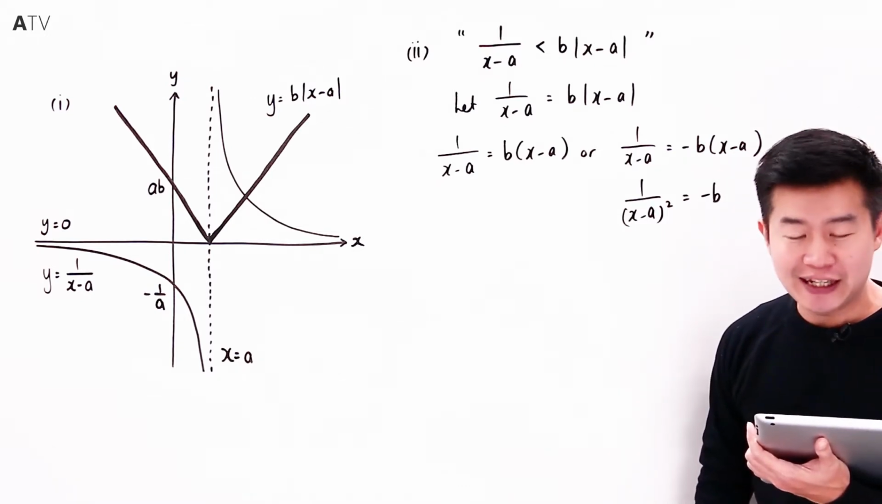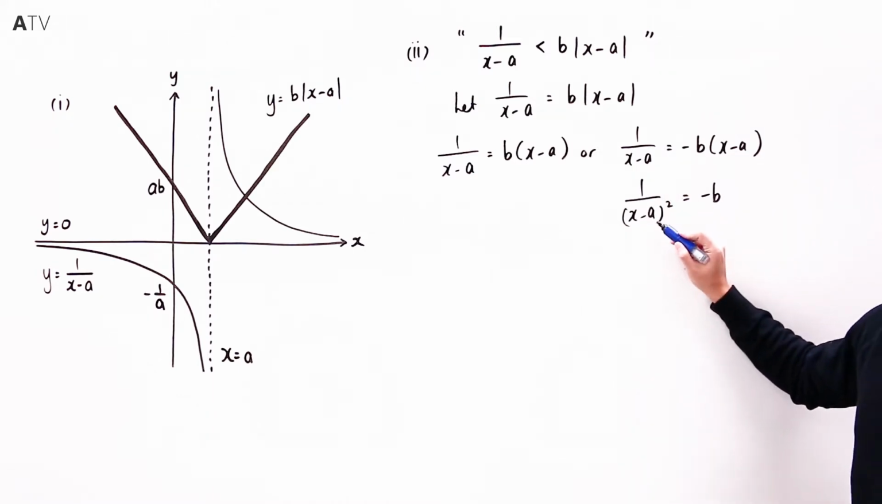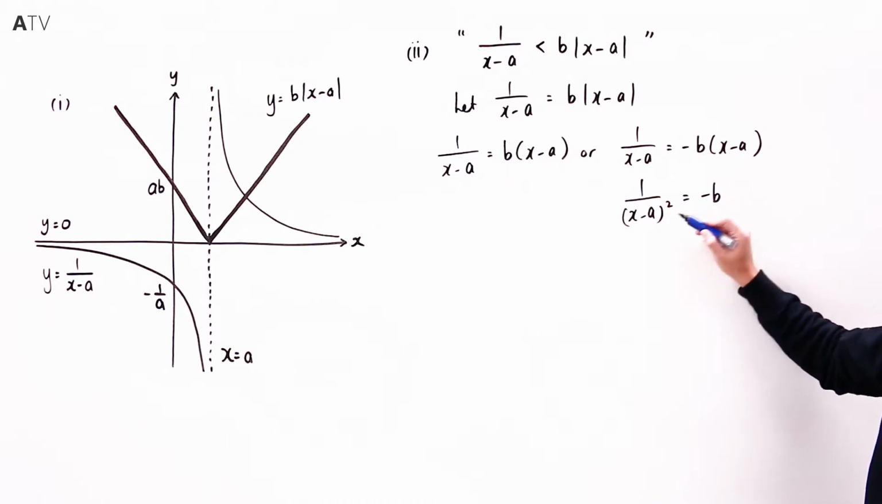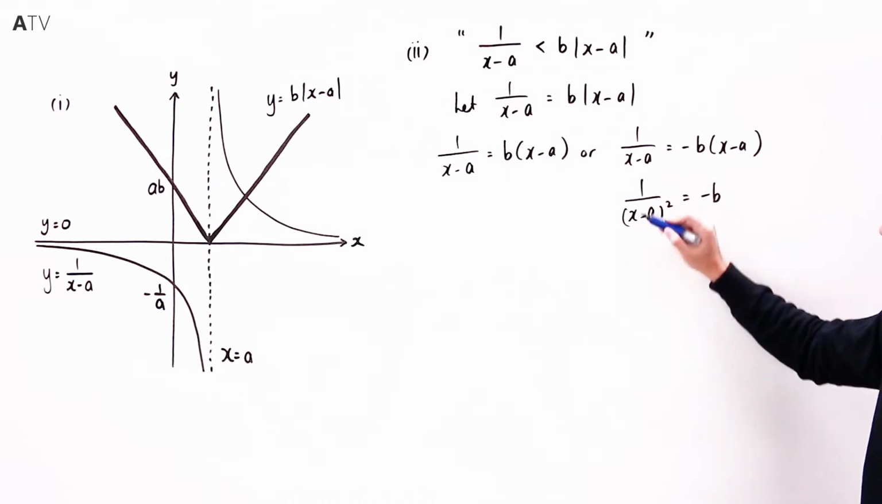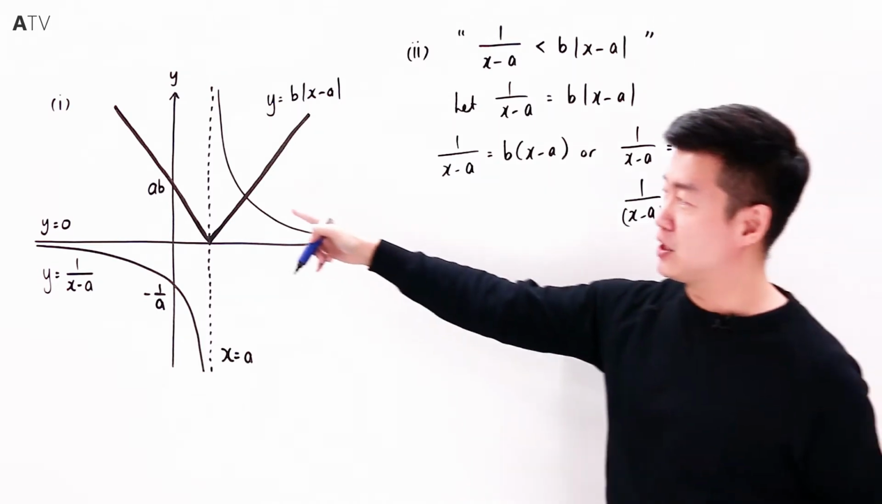And according to the question, a and b are positive constants. And what we have on the left hand side is positive. And if b is positive, negative b is always going to be negative, which means that there's no way that I can get an answer for x here. So this will not be giving us the x coordinate of the intersection.